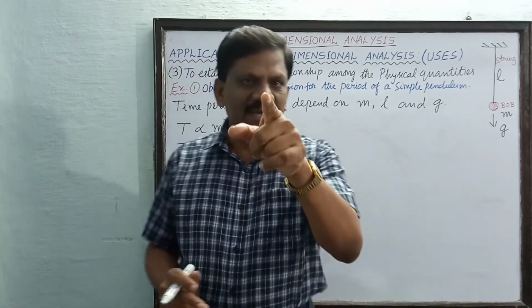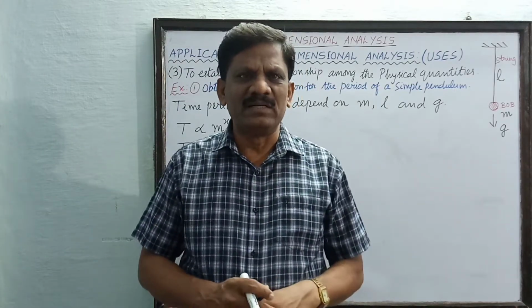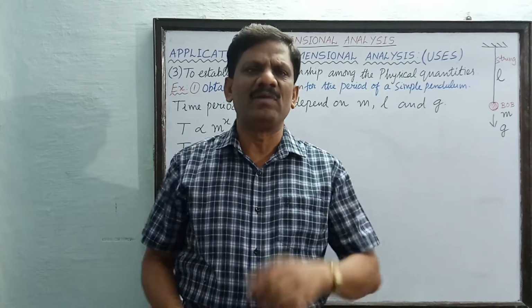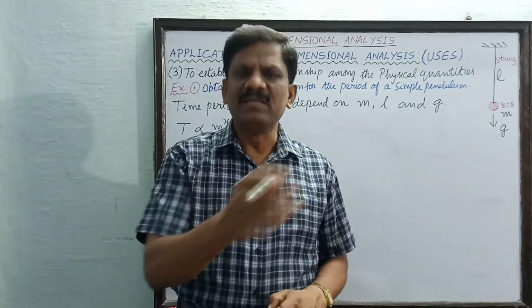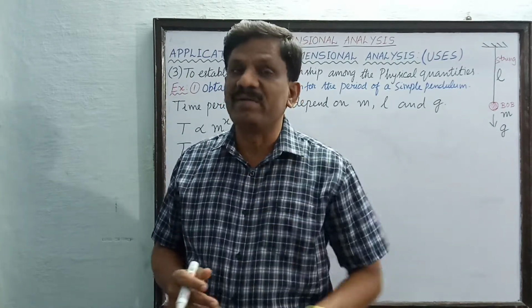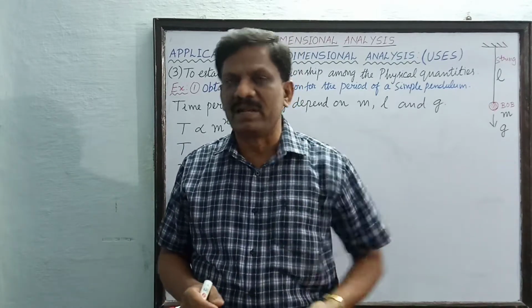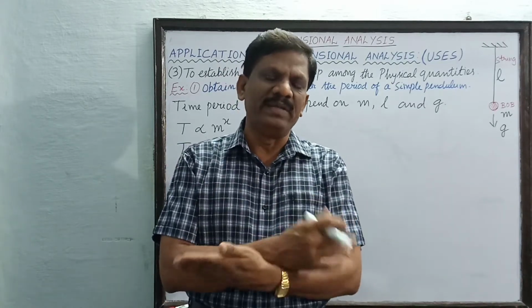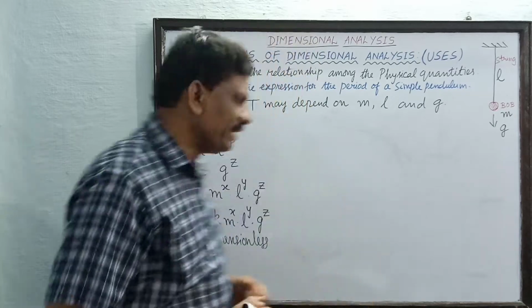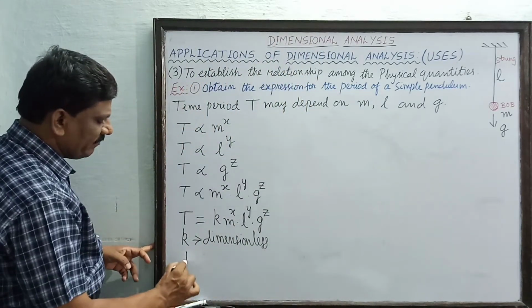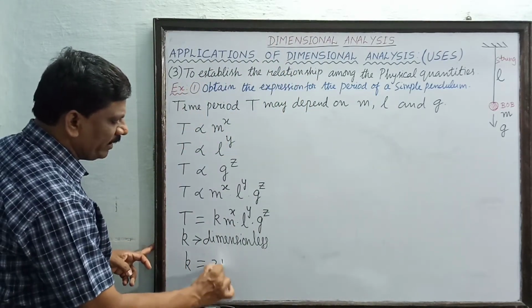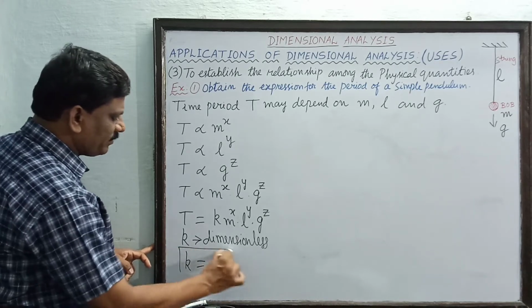So the value of K can be determined by experimental method. First I will take a simple pendulum of a certain length and find the period of oscillation. Next time I will find the period of oscillation for some other length. By comparing these two periods, I can find the value of K by experimental method. So this value of K also is found to be 2 pi by experimental method.